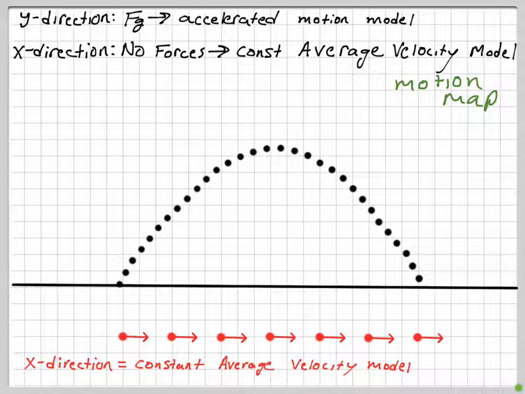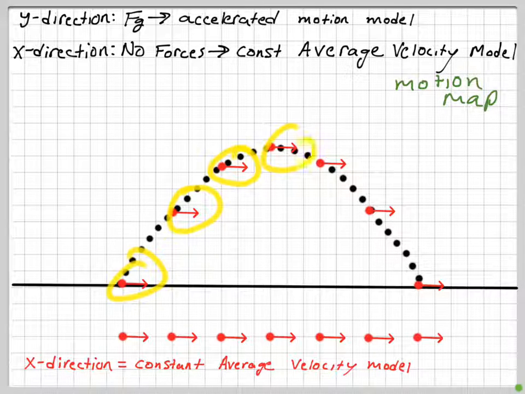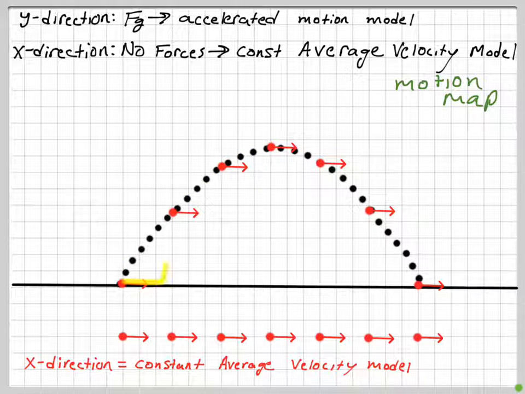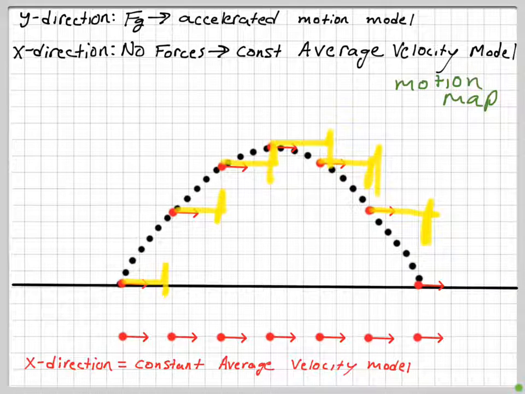Well, we find the same thing to be true for our motion map, like this. And what we see as the object flies through the air, in the X direction, the velocity vectors are equal. And because the velocity vectors are equal, because it's going at a constant velocity, we see that it travels an equal distance in the X direction for equal intervals of time.